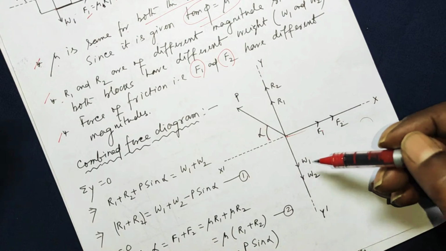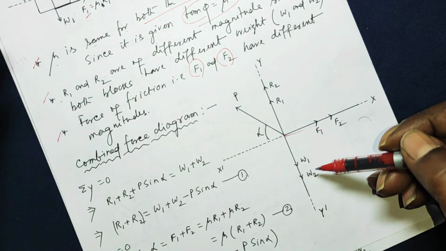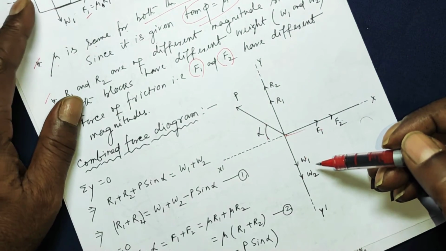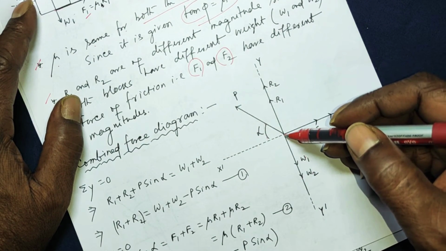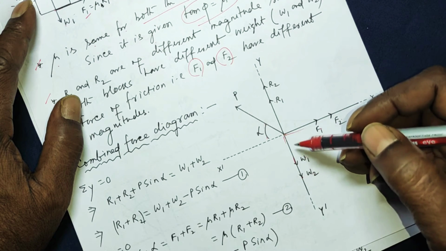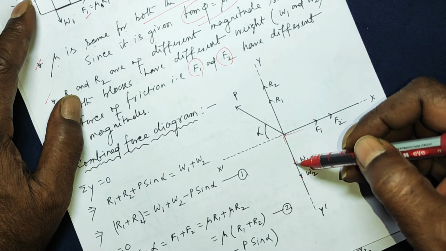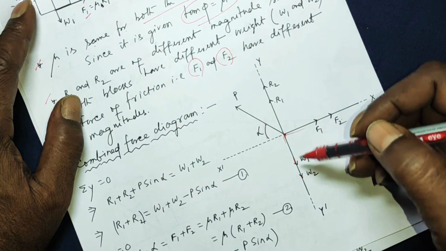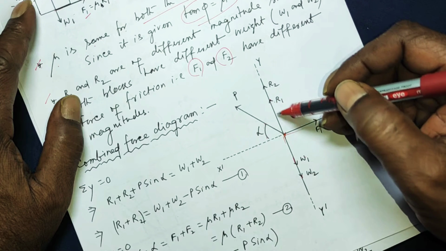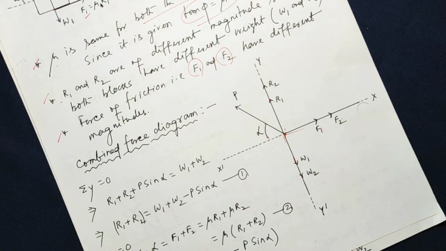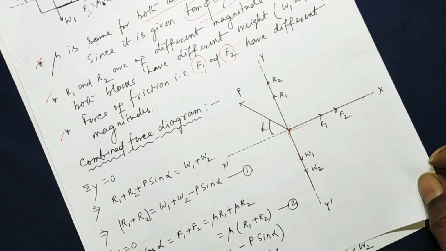We don't know whether W1 is greater than W2, but it doesn't matter. It doesn't matter whether you consider this as W1 and this as W2. If you consider from here to here as W2 and from here to here as W1, that does not really matter. It will give you the same answer.